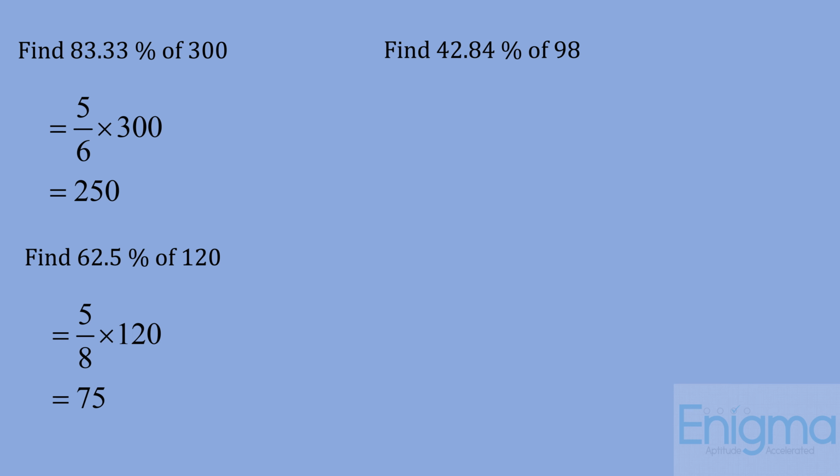Find 42.84% of 98. Now this is a very peculiar thing. Always remember this thing. If the first number before the decimal is half of the number after the decimal, the denominator is always 7. 42.84% can be replaced by 3 by 7. So 3 by 7 multiplied by 98, we get the answer as 42. Very simple. Let's try the next one.